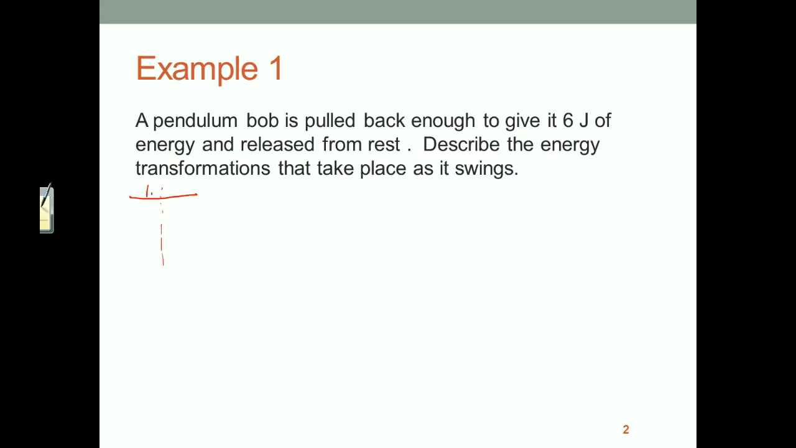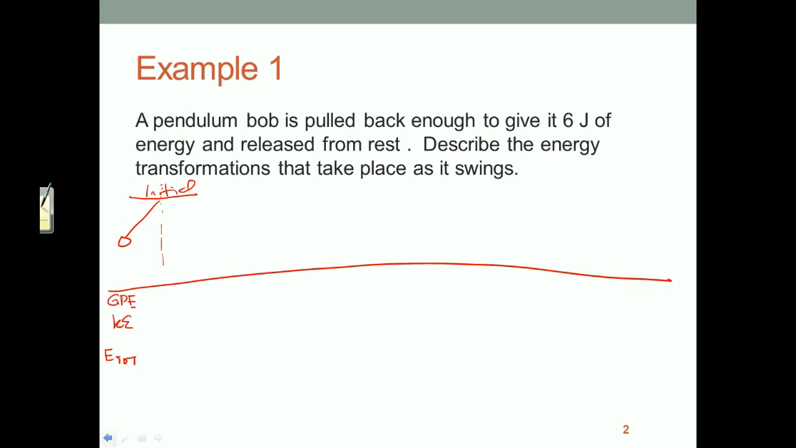Initial position, it's pulled back, and what we know is it's released from rest. So if we make a chart, let me try one more time to get that line roughly straight. Oop, that's not what I wanted.